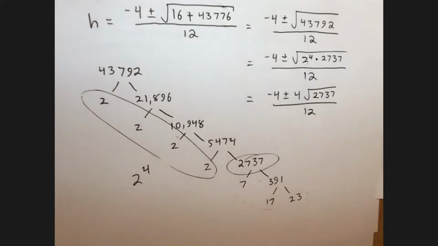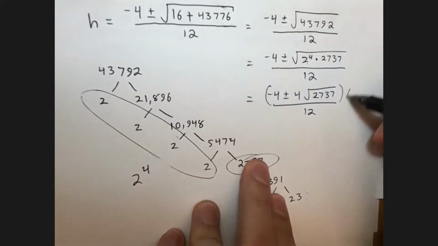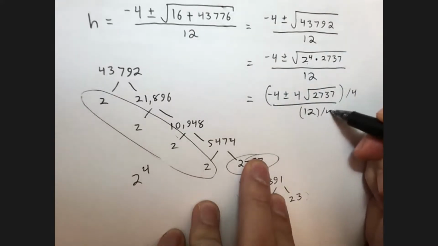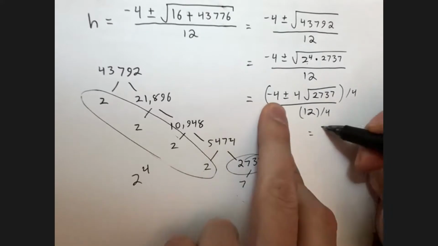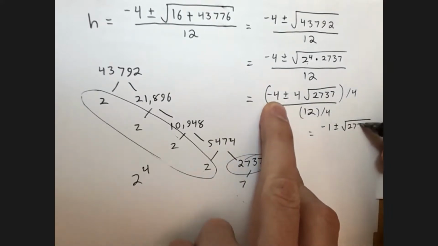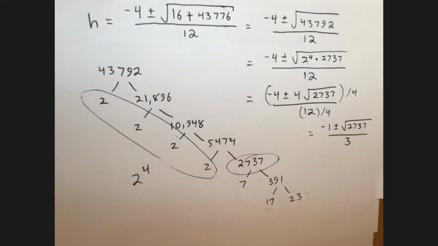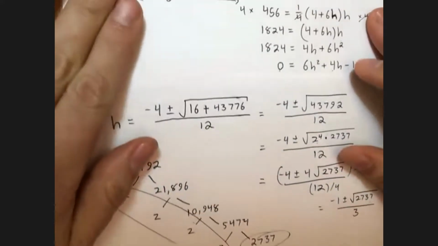So it's -4 plus or minus 2 squared is 4. All right. And I can simplify this a little bit more because everything's divisible by 4. So divide everything by 4. And what do I get? I get -1, 4 divided by 4 is -1, plus or minus 2737 over 3. Okay. Good. We got 2 answers there: -1 minus this and -1 plus this over 3. Okay, let's go back to the problem here.